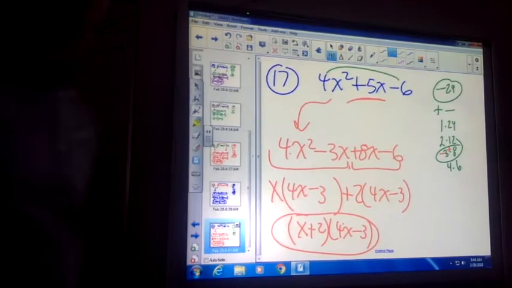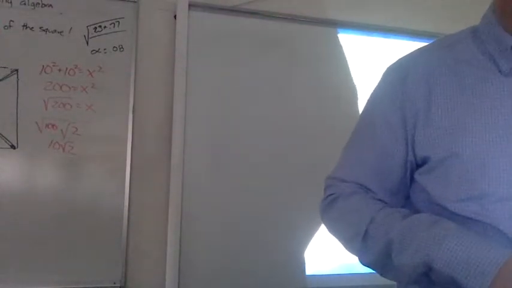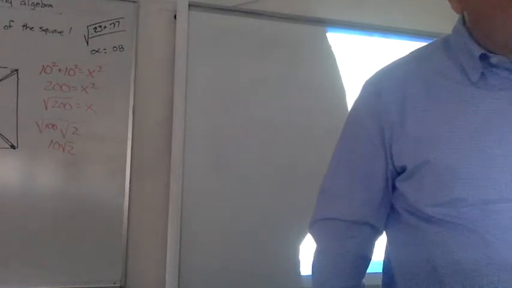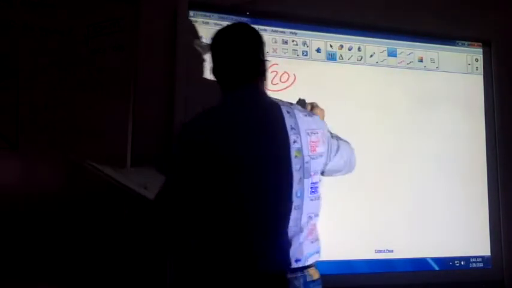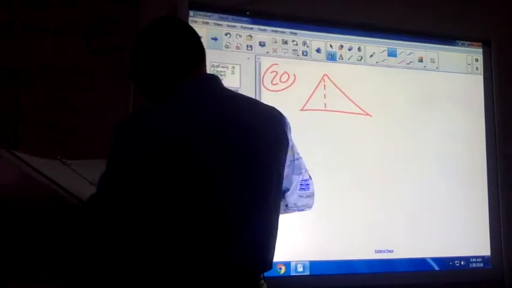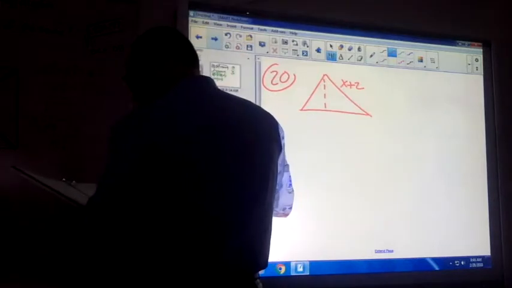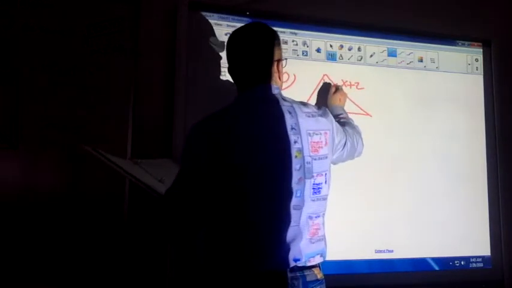All right, let's move down to, let's not worry about number 19. I'm not too concerned about it. I guess we could look at number 20 if you'd like. 20 and 21. All right, you got it. So we got a triangle, yes? They call this a height. So they know that this is x plus 2. Well, they tell us the height is x plus 2. That's the height, right?